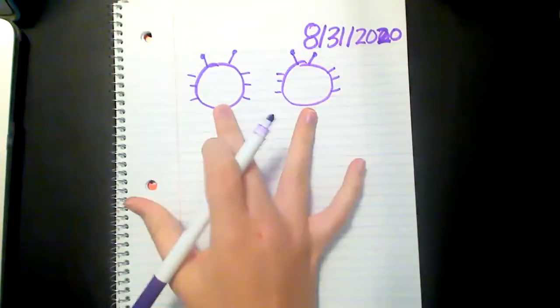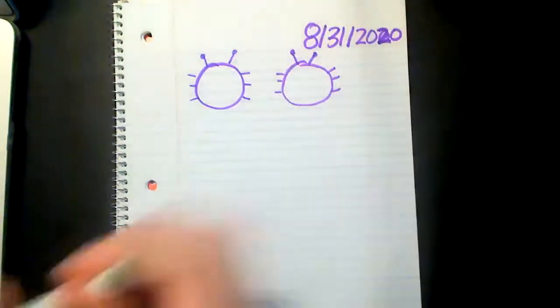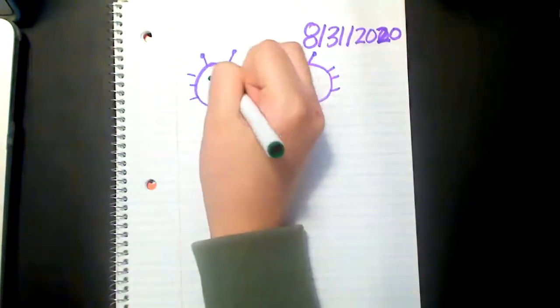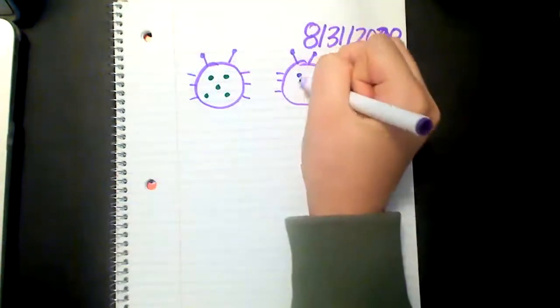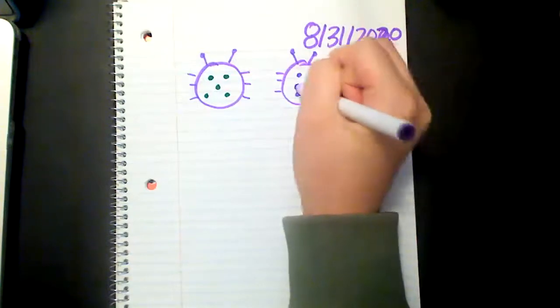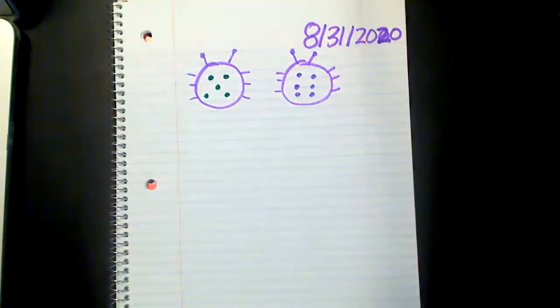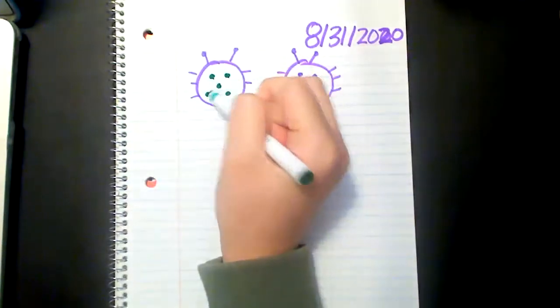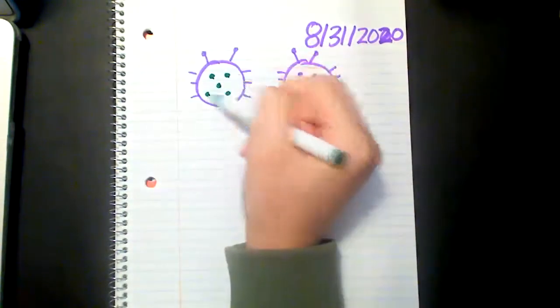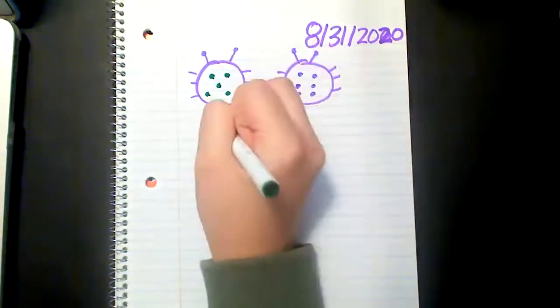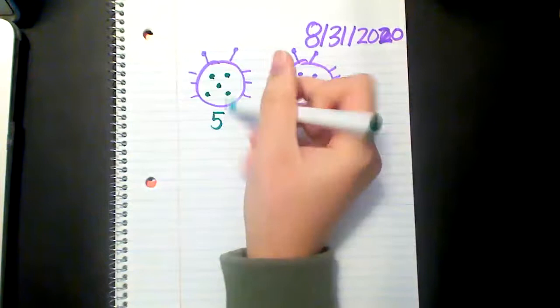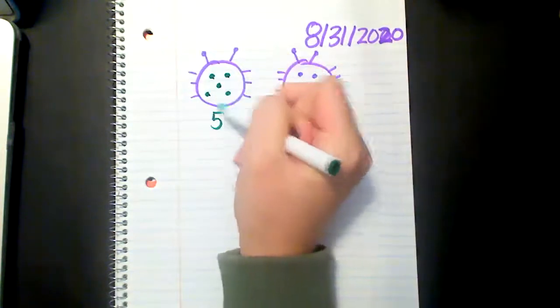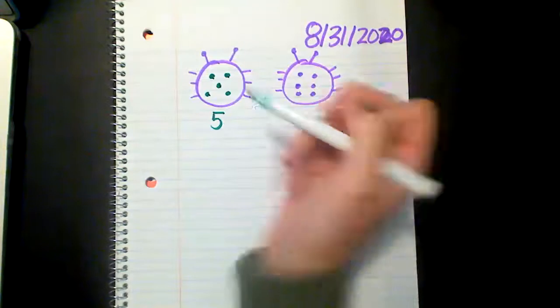And on these bugs, we put dots. So for our first bug, we put this many dots. And on our second bug, we put this many dots. And then I asked students, okay, how many dots are on the first bug? And so the kids took a second and they counted how many dots. 1, 2, 3, 4, 5. Okay, so we see this amount of dots is 5. So 5 can either be shown as this many dots or written like this number here.